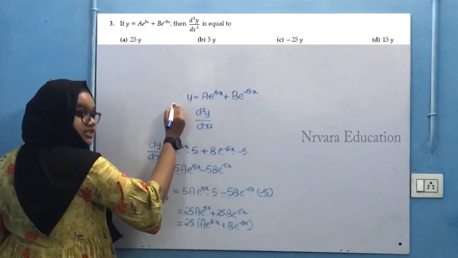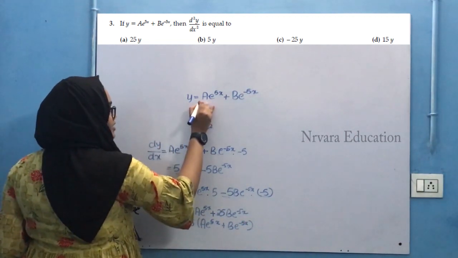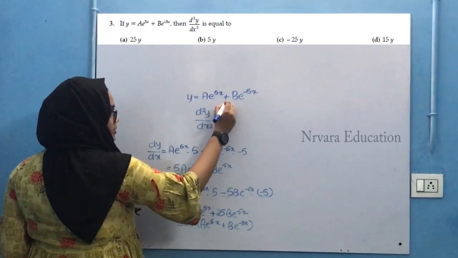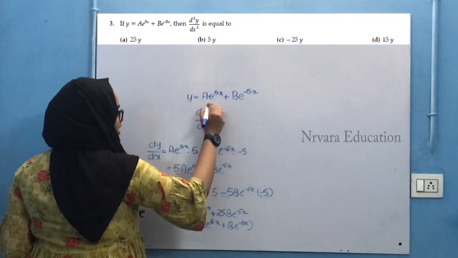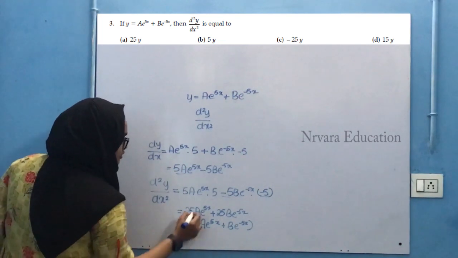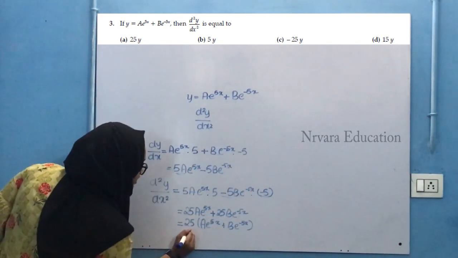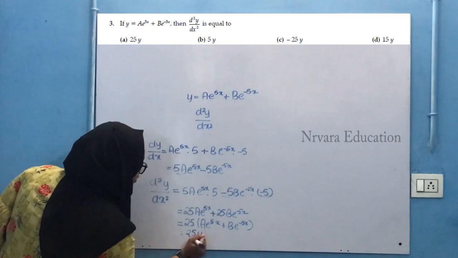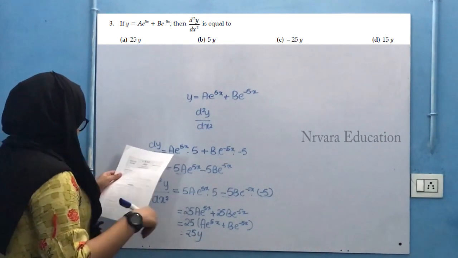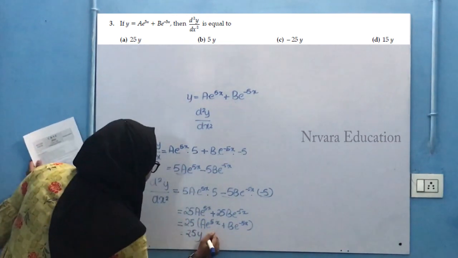Now in the question they've given us that y equals a into e raised to 5x plus b into e raised to minus 5x. So we've got the same value over here. So we'll write it as 25y, which is our option A.